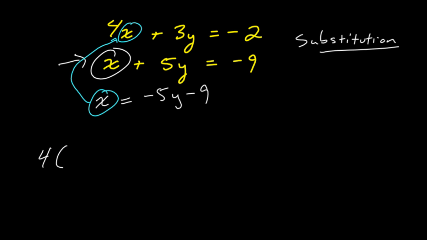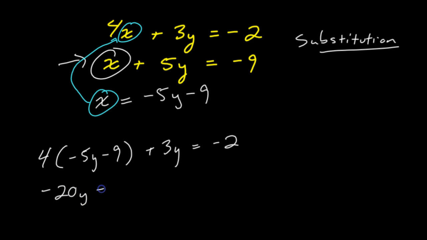So in the first equation, 4x turns into 4 times (-5y minus 9), and the rest of it, plus 3y equals -2. We're going to do the quick math on here, solve it through.